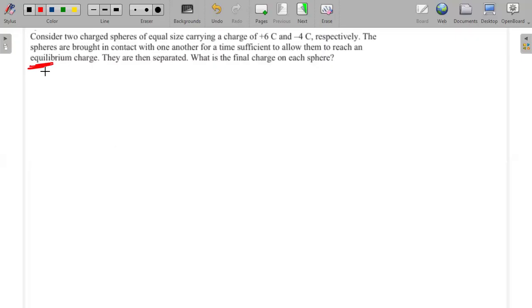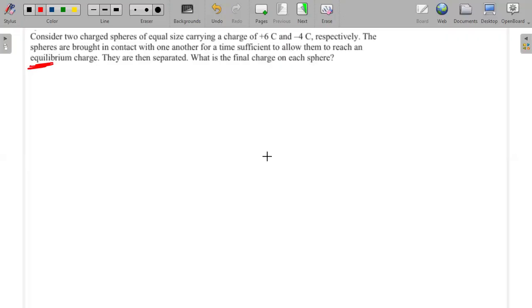Once equilibrium is reached, you understand what happens when any kind of reaction reaches equilibrium. We talked about thermal equilibrium in thermophysics, and you also talked about chemical equilibrium in chemistry. So when electrostatic equilibrium is reached in this case, both spheres end up with the same electric potential.